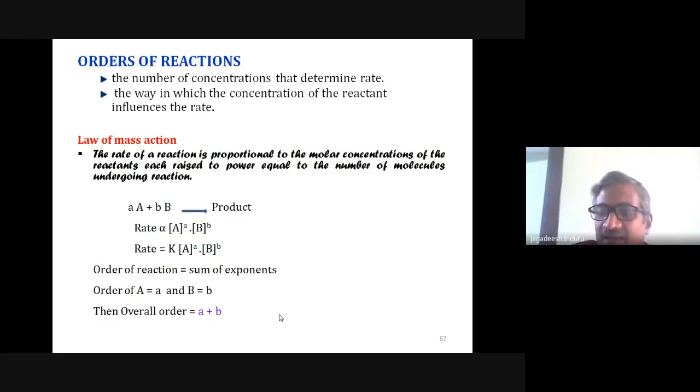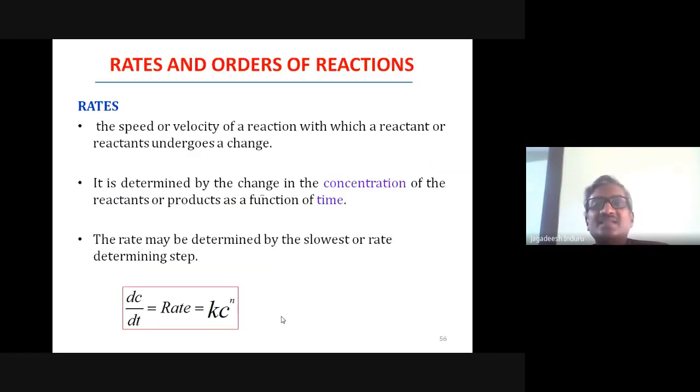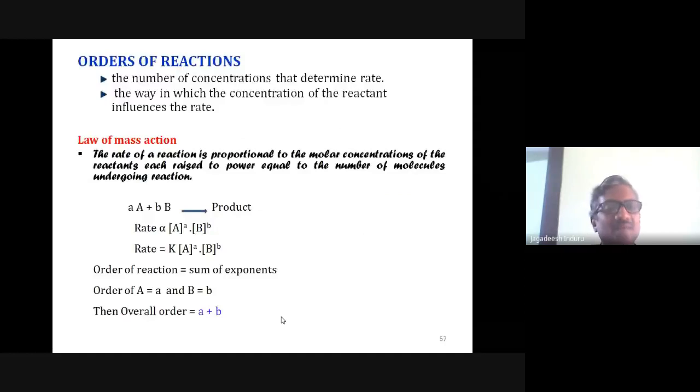So this is what we are going to determine in the next course of our time, in the theory and the practical. Speed or the velocity of the reaction, with which the reactant or reactants are undergoing a change, is determined by the change in the concentration of the reactant or the product as a function of time. The overall reaction is a plus b, and the overall order of reaction is equal to a plus b, as we have seen.